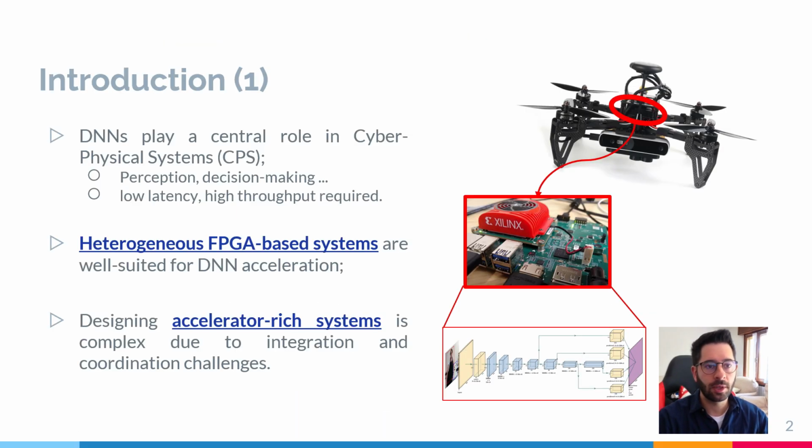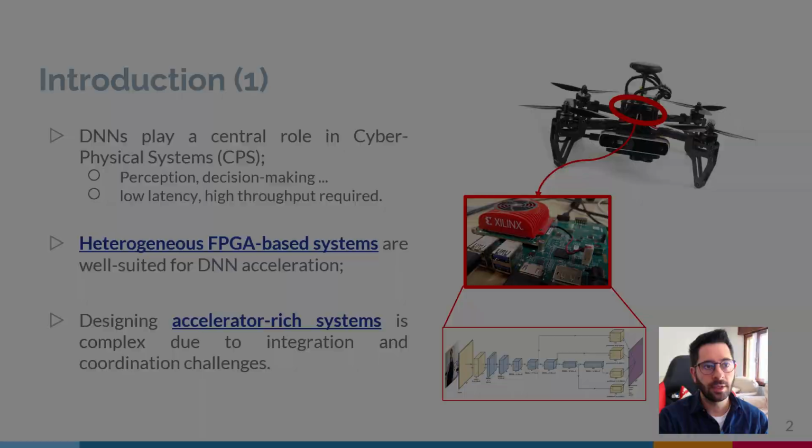Deep neural networks play a crucial role, especially for perception and decision-making tasks in cyber-physical systems. These systems require low latency, high throughput, and often real-time requirements. To meet these performance requirements, heterogeneous systems are often the preferred choice for DNN acceleration. However, integrating a high number of accelerators inside a single chip is a very complex task because of several DRAM memory accesses, also memory interference, and accelerator orchestration.